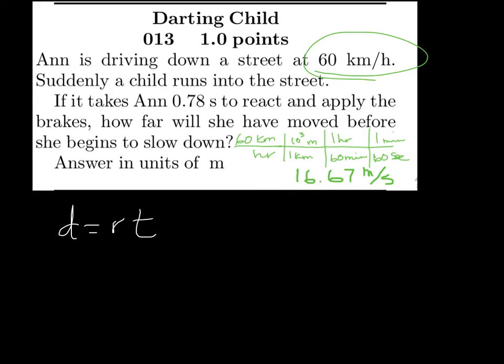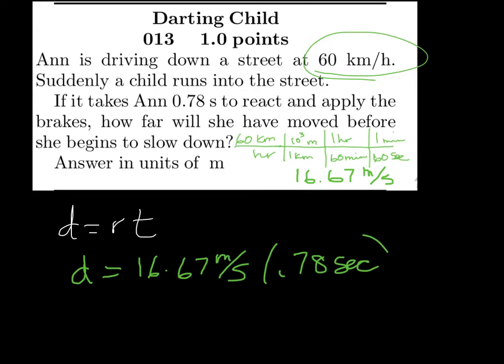Okay, so distance equals rate times time. Our distance is equal to our rate, and we're going to use the 16.67 meters per second, times our time, 0.78 seconds. Okay, and see how the seconds cancel out? And so when we multiply that, we get 13 meters. Okay, 13 meters.